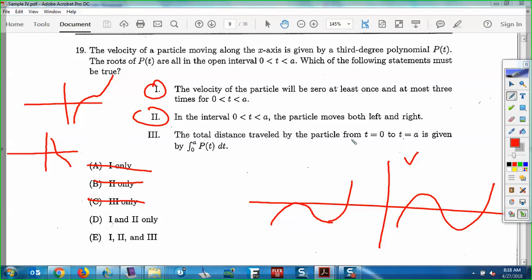The total distance traveled by the particle is given by that. True or false?